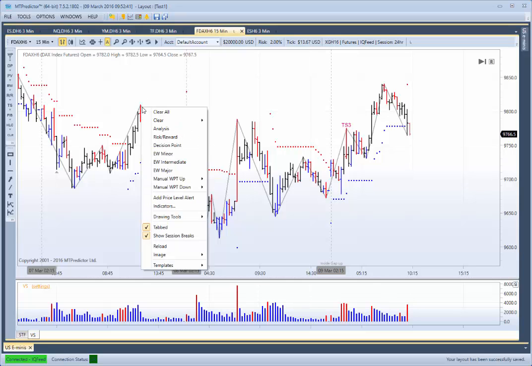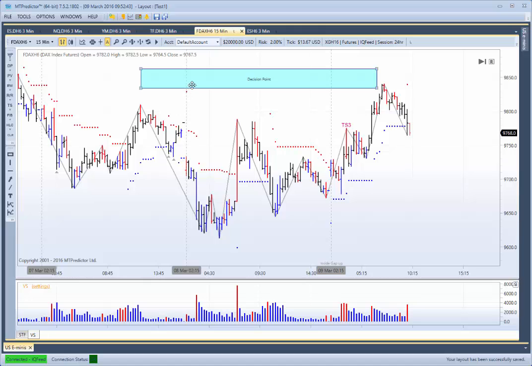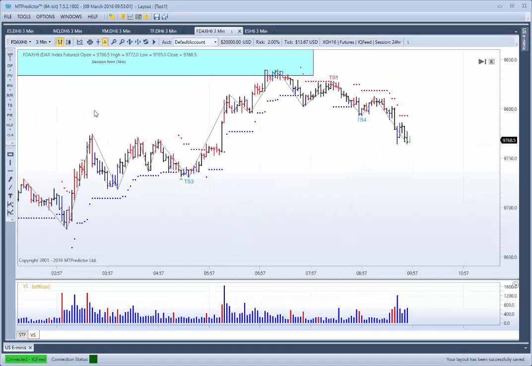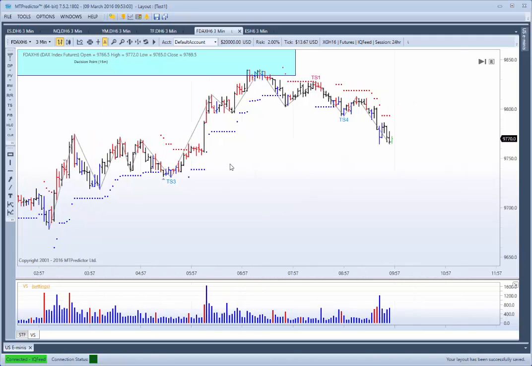So if we right mouse click, place decision point, this would have been a level that would have been on your chart in advance. Now it's very important to understand this, that this level would have been here before the DAX even reached it. In other words, this would have been preparing you in advance for this higher time frame resistance level. Let's now go down to the 3-minute chart, and here we can see it on the 3-minute chart.